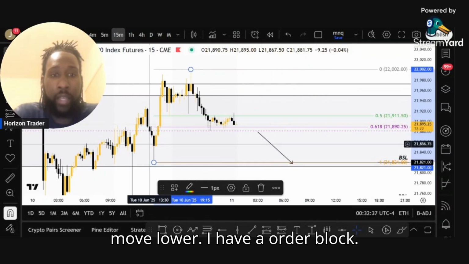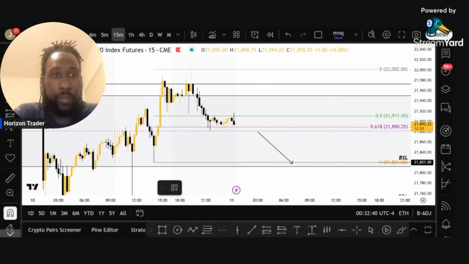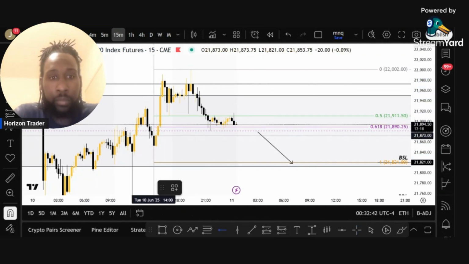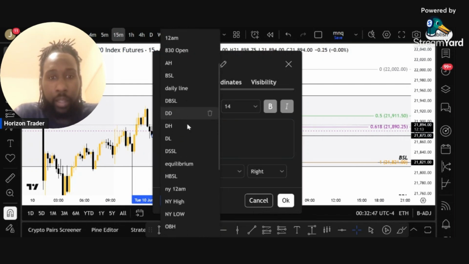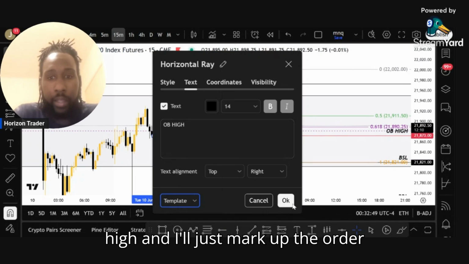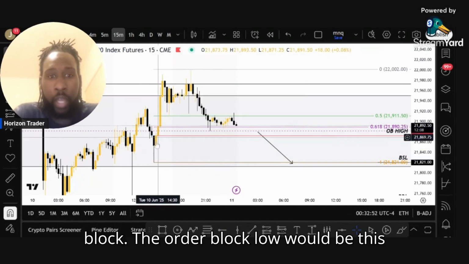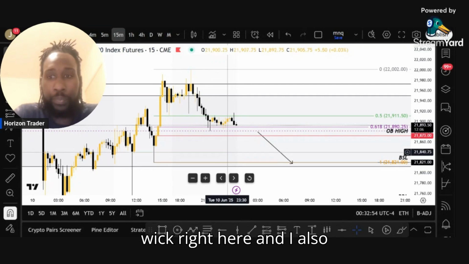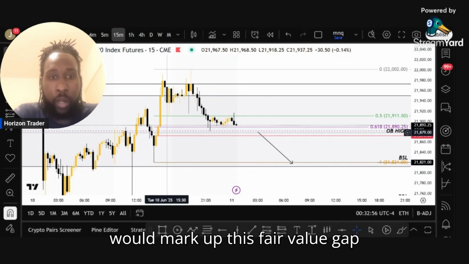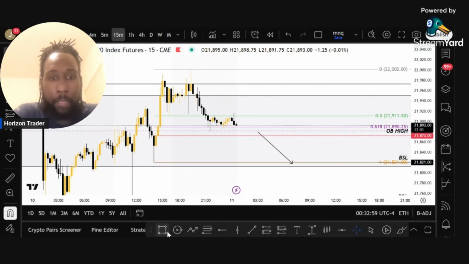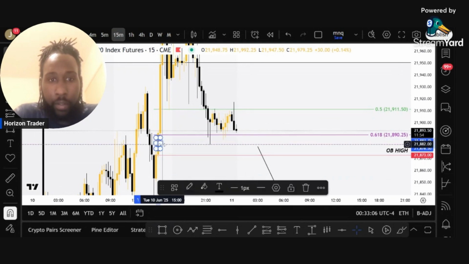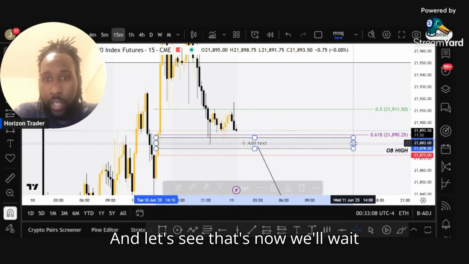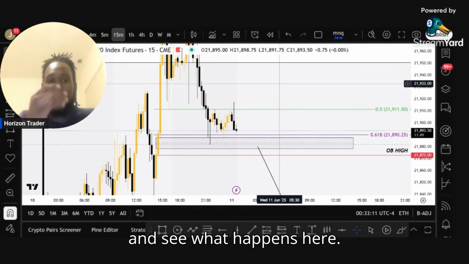I have an order block right here. Small order block high, and I'll just mark up the order block high. The order block low would be this wick right here. And I also would mark up this fair value gap, so you can see it better. And let's see. I will wait and see what happens here.